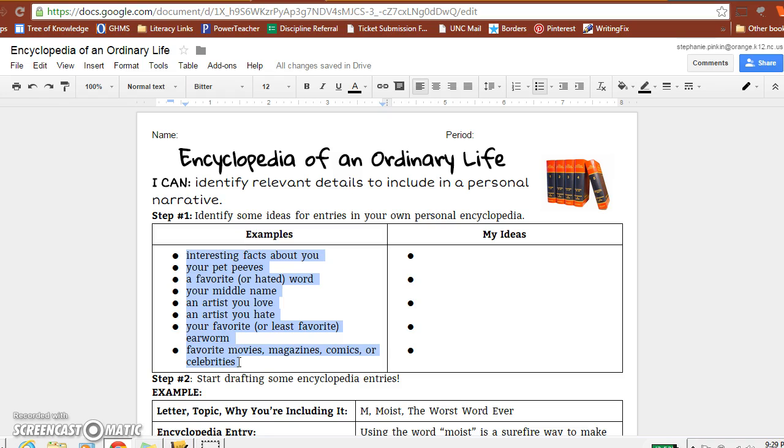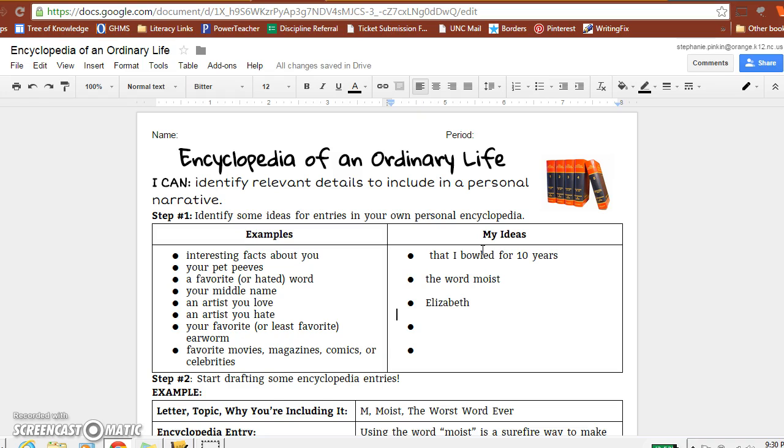So I gave a couple of examples: interesting facts about you, a pet peeve, that was a favorite one for students to do, a favorite or least favorite word, songs that get stuck in your head, a favorite movie, that type of thing. So I read through that list with students, and then I modeled how to come up with ideas. So I started off with interesting facts about you. I said something like that I bowled for 10 years. Little known fact. My least favorite word, moist, disgusting. My middle name and where it comes from, etc.